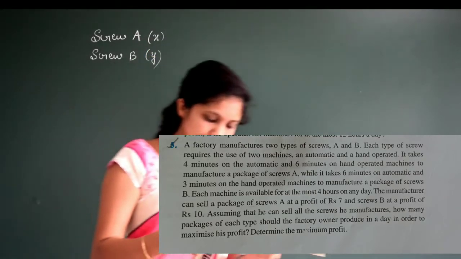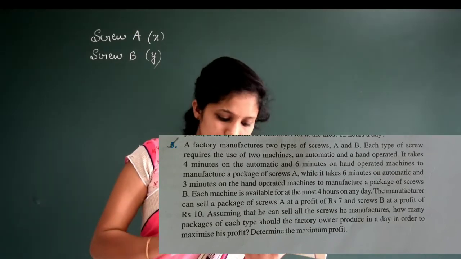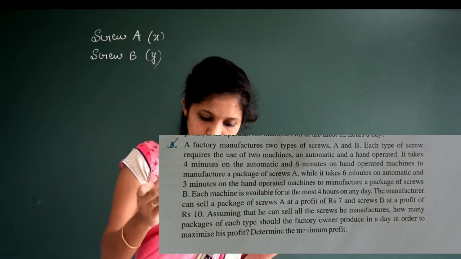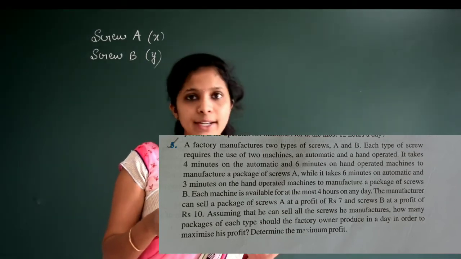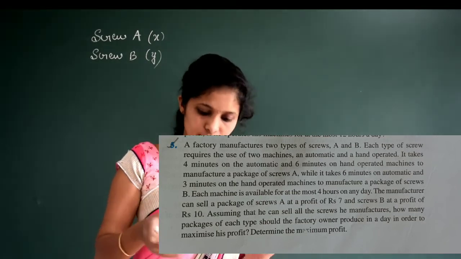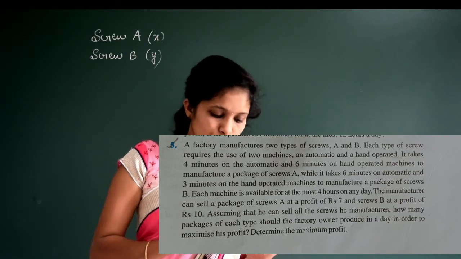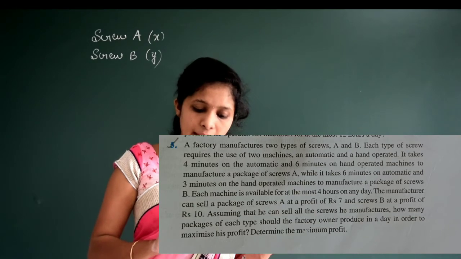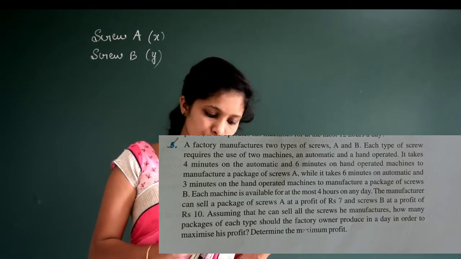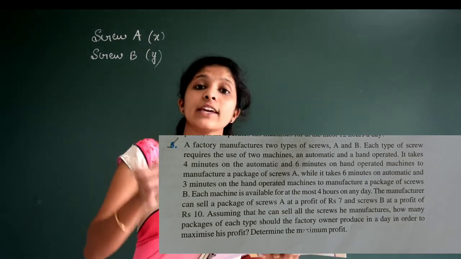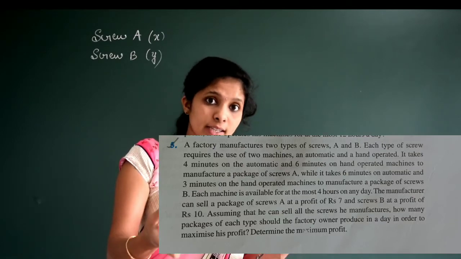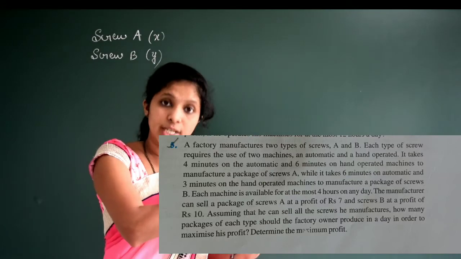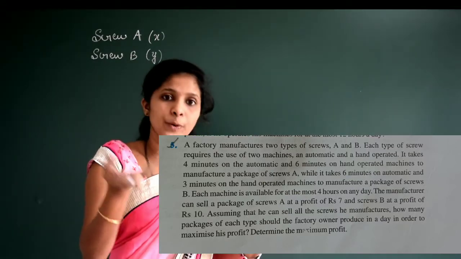Next, what is given? Each type of screw requires the use of two machines. One is an automatic and another one is a hand operated. Next, it is given that it takes 4 minutes on the automatic and 6 minutes on the hand operated machines to manufacture a package of screw A. To manufacture this one, they need an automatic machine and a hand operated machine, right?